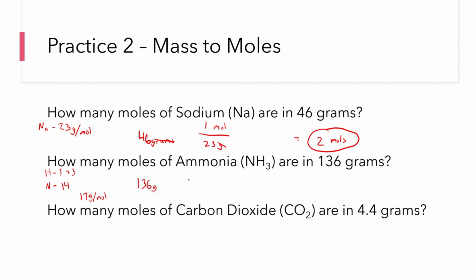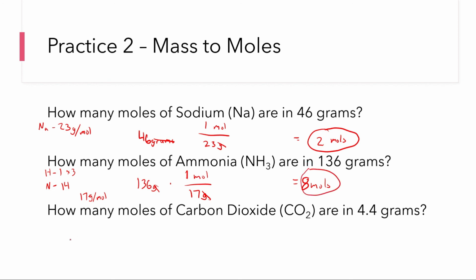So in this case, we have 136 grams. We want to end up with moles, and it's going to be times 1 mole per 17 grams. Grams will cancel out, and we get 136 divided by 17, or 8 moles of ammonia.